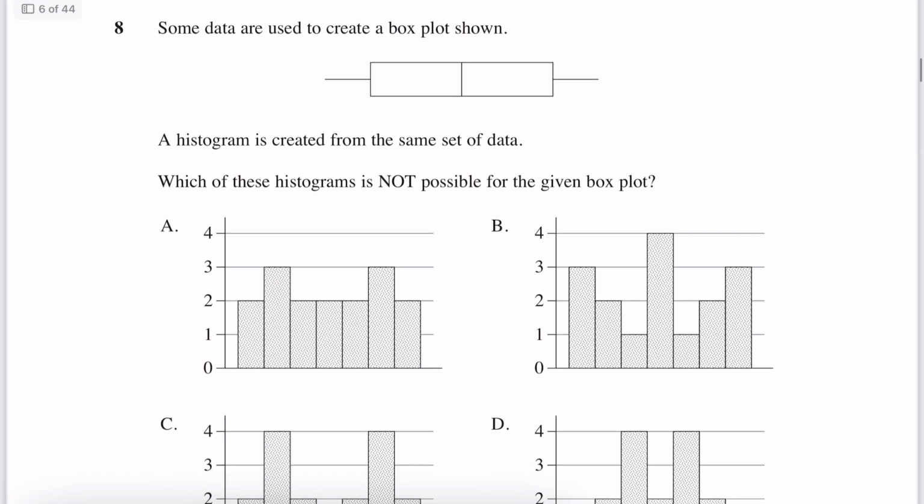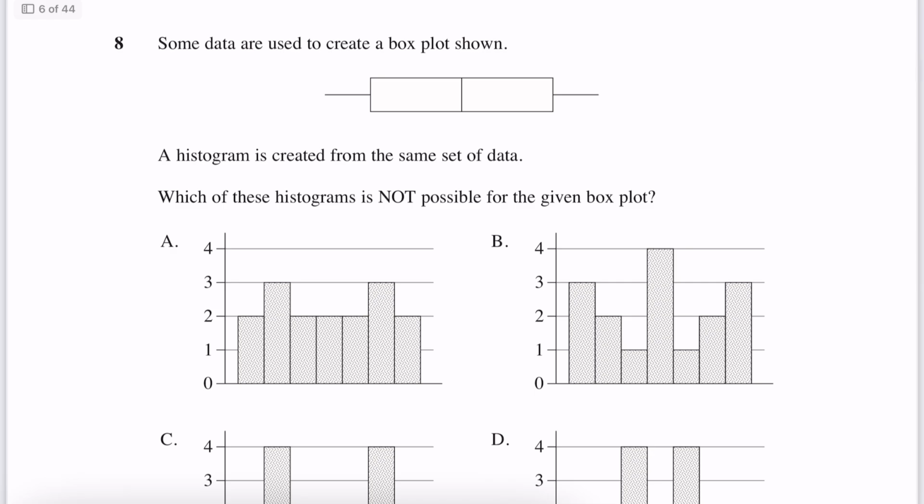Question 8 says some data are used to create a box plot shown. A histogram is created from the same set of data. Which of these histograms is not possible for the given box plot? So this is a bit of a tedious question. I don't think it's a very well-designed question, just because it requires a lot of manual steps, and yeah, doesn't really demand much critical thinking.